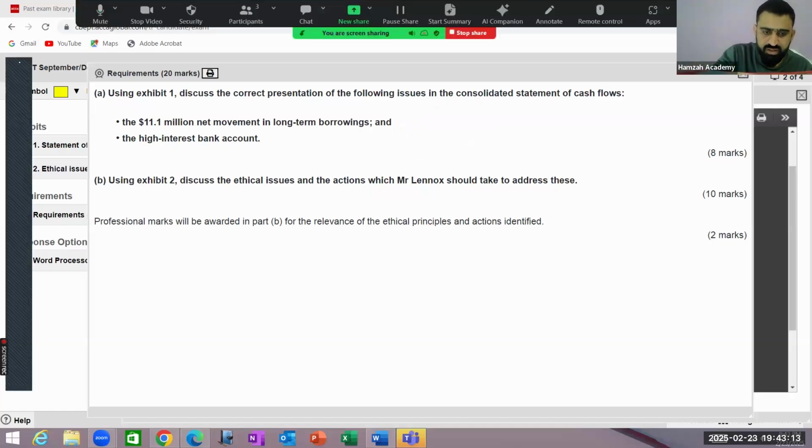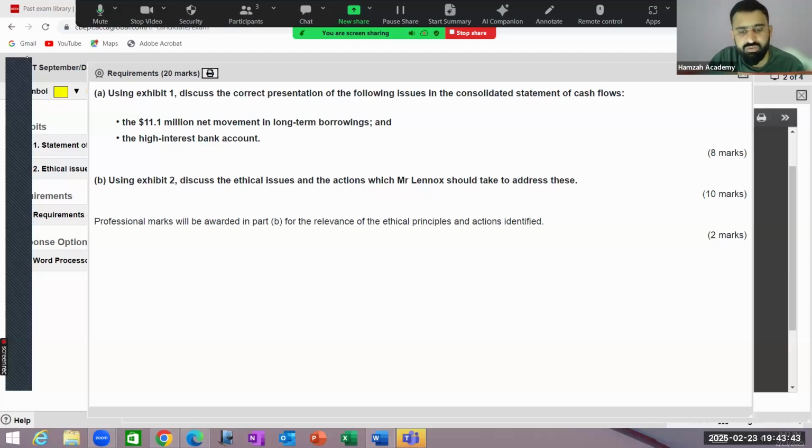So the first requirement which we are going to do in this question number 2 is relating to the cash flow statement, and in that exhibit there are very particular requirements about the 11.1 million movement in the long-term borrowings. Now the long-term borrowings, you know, are a financing activity. If we have repaid the loan, we will show a cash outflow. If we have got a new loan, that will be shown as an inflow in a financing activity.